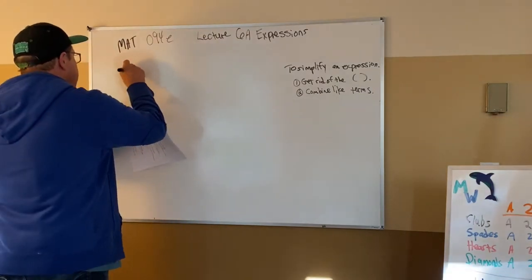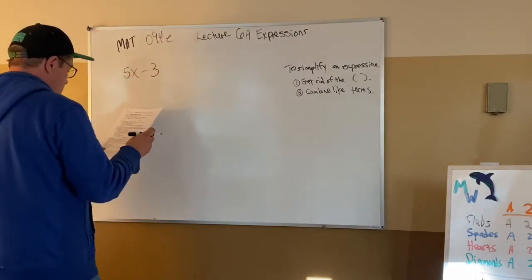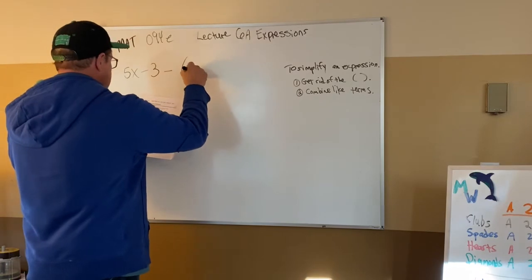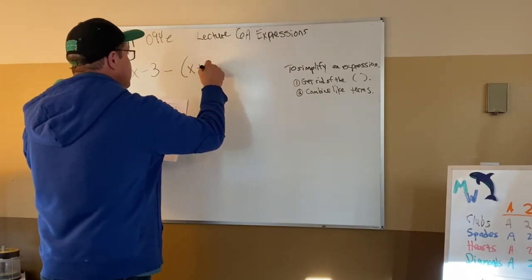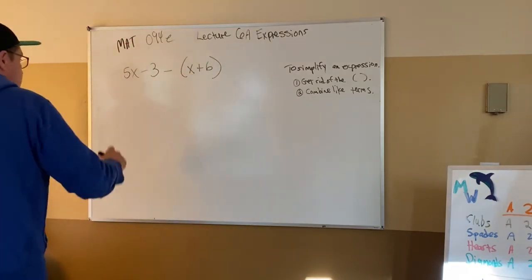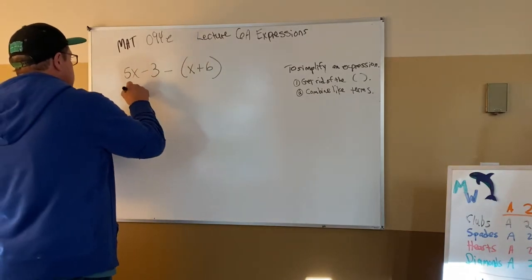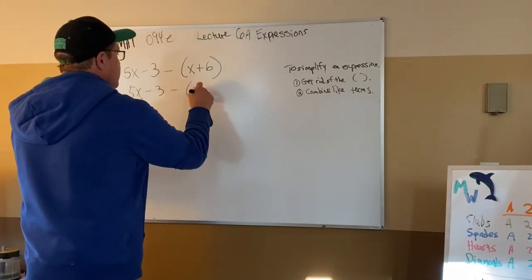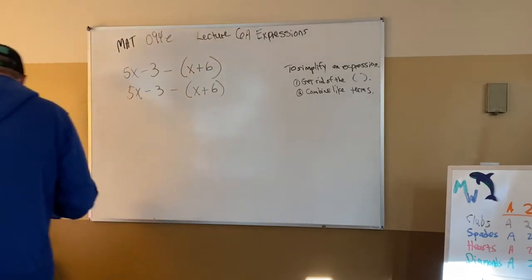We have 5x, then dash 3. We have another dash, then we have parentheses around x plus 6. And our job here is to fully simplify that thing. We'll write it all over again. 5x dash 3 dash parentheses x plus 6. And stuff's got to get in there.